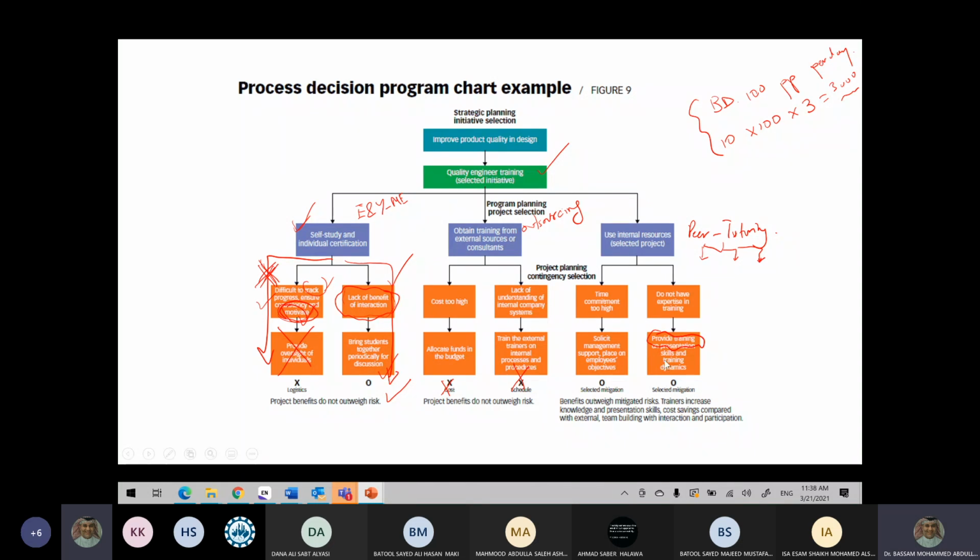Then here it says provide training of presentation skills and training dynamics. Okay, it's not only that. You could send a person to take a certain certificate related to safety, right? And after they take the certificate related to safety, they train all the others, all the people who are in the department.